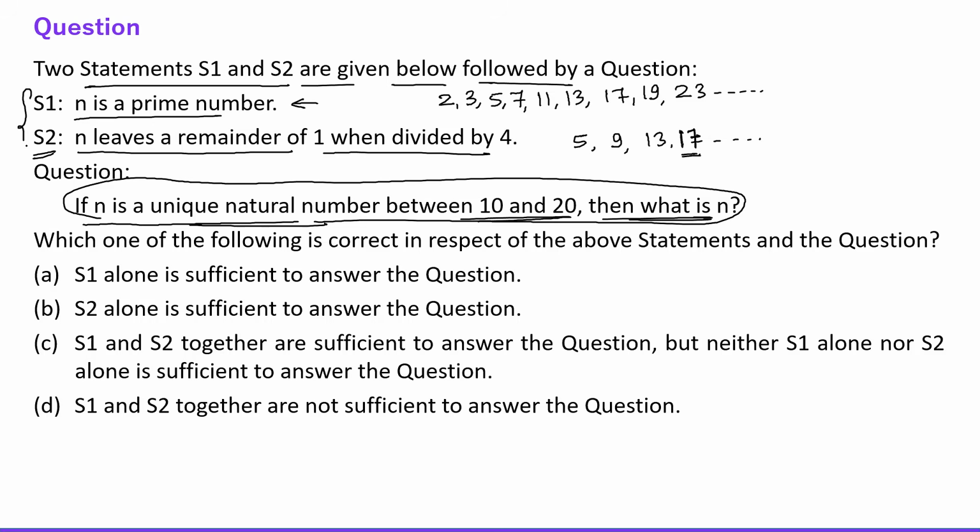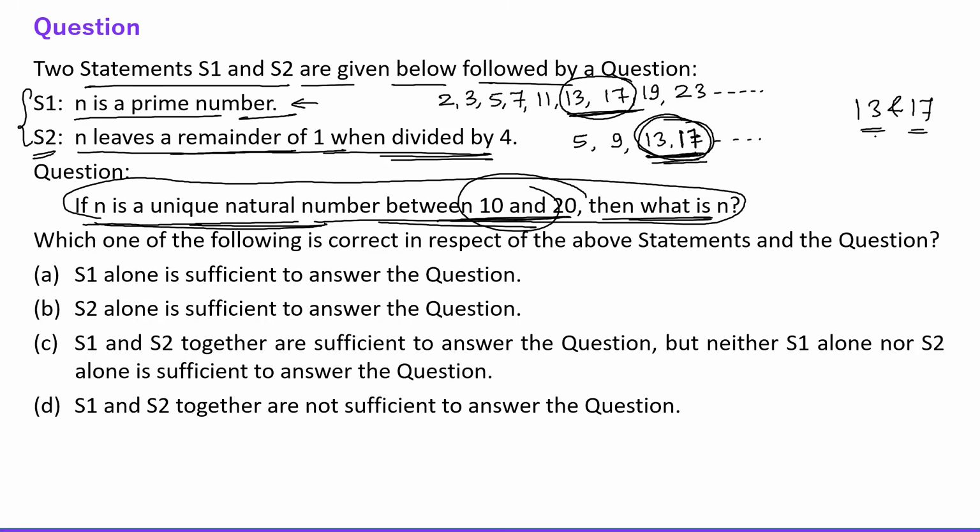When we are combining these two statements together, they are saying n is a prime number and leaves a remainder 1 when it is divided by 4. So 13 and 17, these two numbers are common from both the statements. And question is saying n is a unique natural number between 10 and 20. So between 10 and 20 we are getting two numbers, 13 and 17. They are prime numbers and they are between 10 and 20, and they are leaving the remainder 1 when they are being divided by 4.